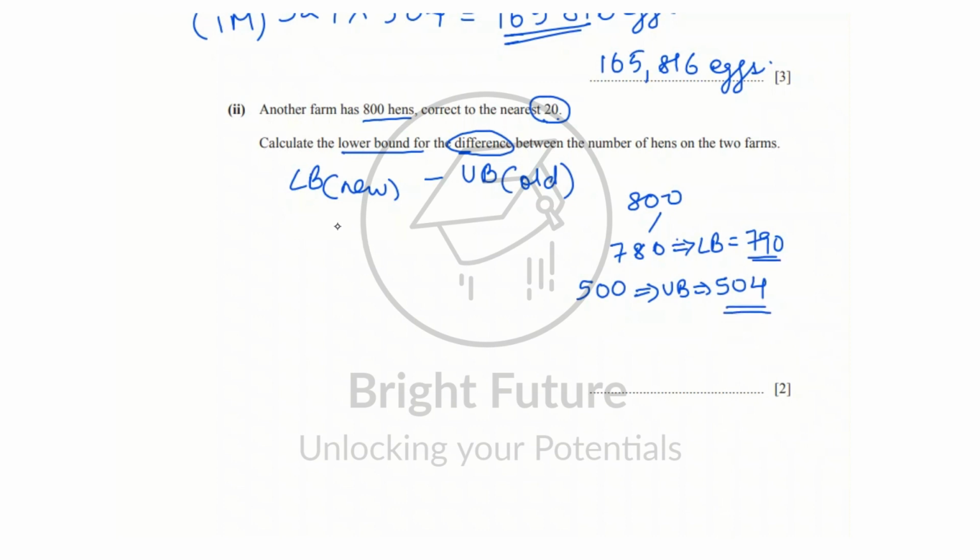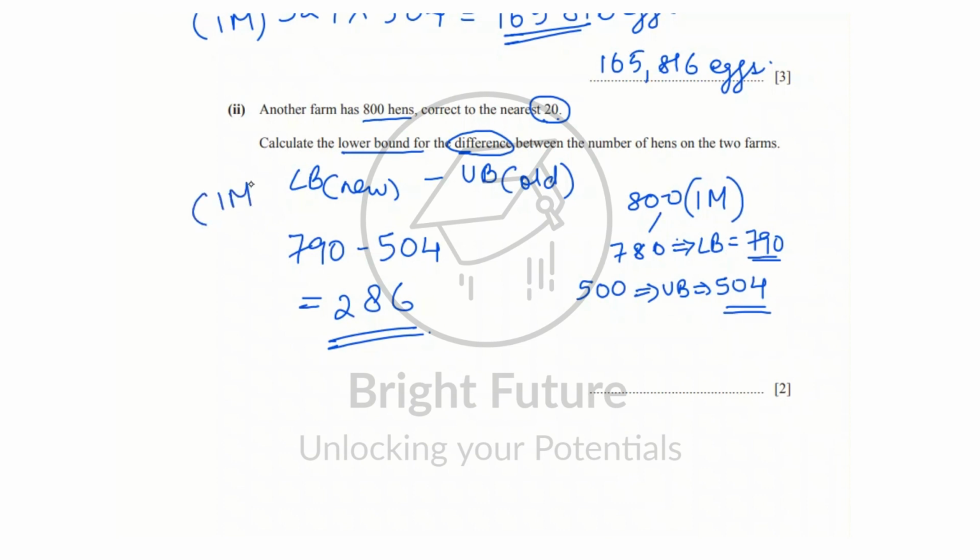We subtract: 790 minus 510, we get 280. So 1 mark you get for finding the LB, which was already given to you, and 1 mark for this calculation. So my final answer is 280.